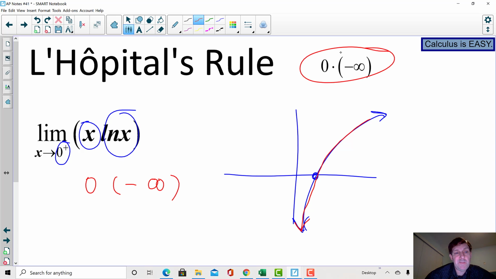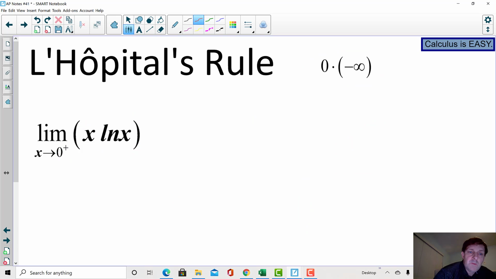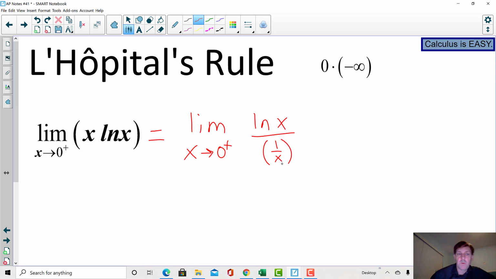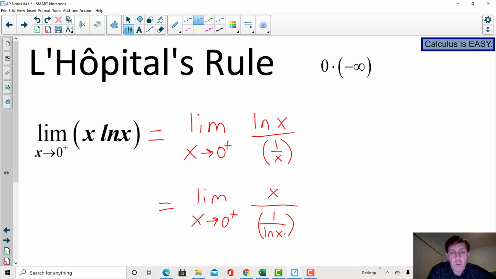Okay, so we're going to have to rewrite this because we need it to either be 0 over 0 or infinity over infinity in order to use L'Hopital's rule. So we can rewrite this. There's two ways of doing it. We can either multiply the top and the bottom by 1 over x, we would get this. Or we can multiply the top and the bottom by 1 over ln of x, and we would get this.